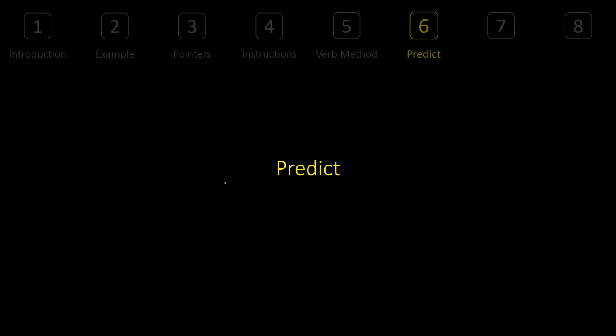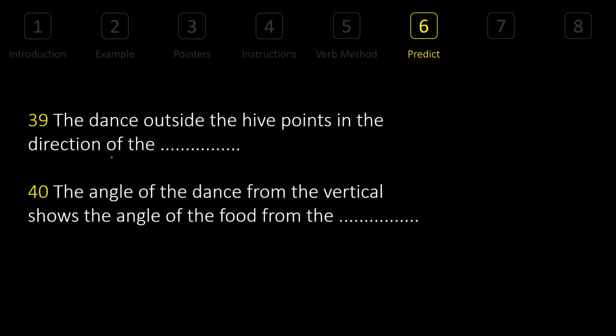Cool. Now, another important thing is predict. Not just making it short or remembering the sentence, but prediction is also required. What is the meaning of prediction? I'll show you. Let's look at example 39. The dance outside the hive points in the direction of the blank. Now, this is a direction of something. That means it has to be a noun. It has to be a thing that you are pointing in the direction of. That means the dance outside the hive, that means something going on outside the hive of the bees, is pointing in the direction of something. Not somewhere, but something.